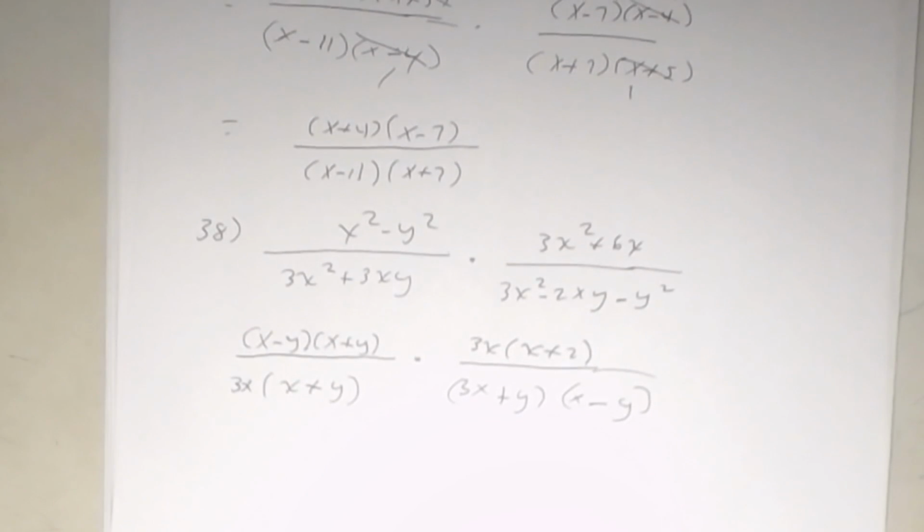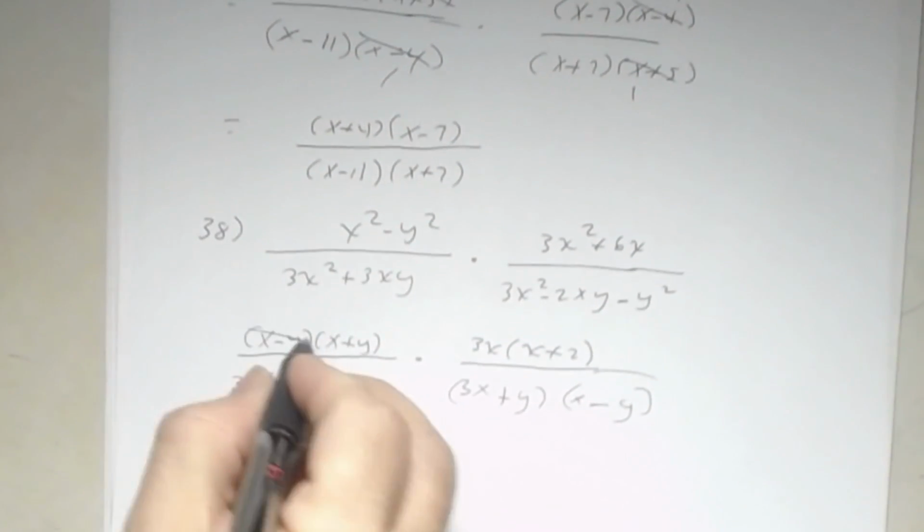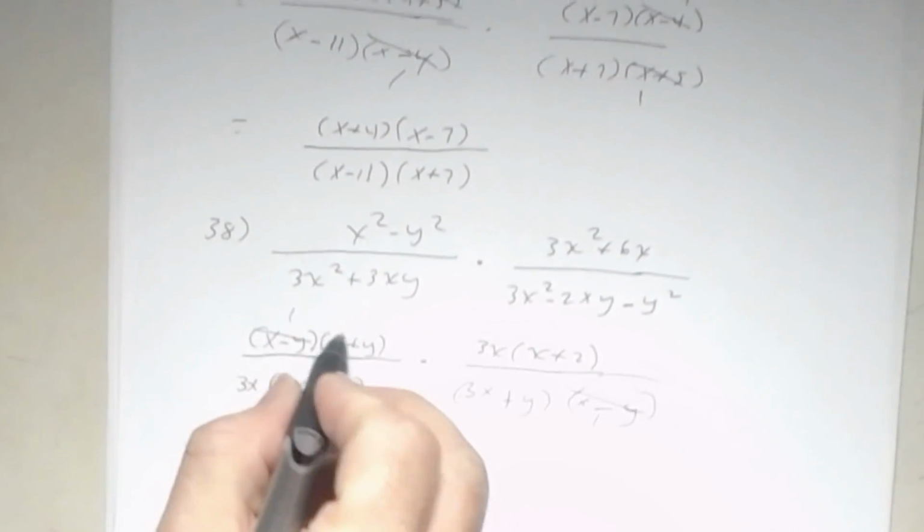All right, what's the next step? Divide common factors. What's the first factor? X minus y. Do I have one in the denominator? Yes, the bottom right. Put ones in their place when you cross them out. X plus y. We've got one on the bottom left. Like that. All right, next factor is a 3.